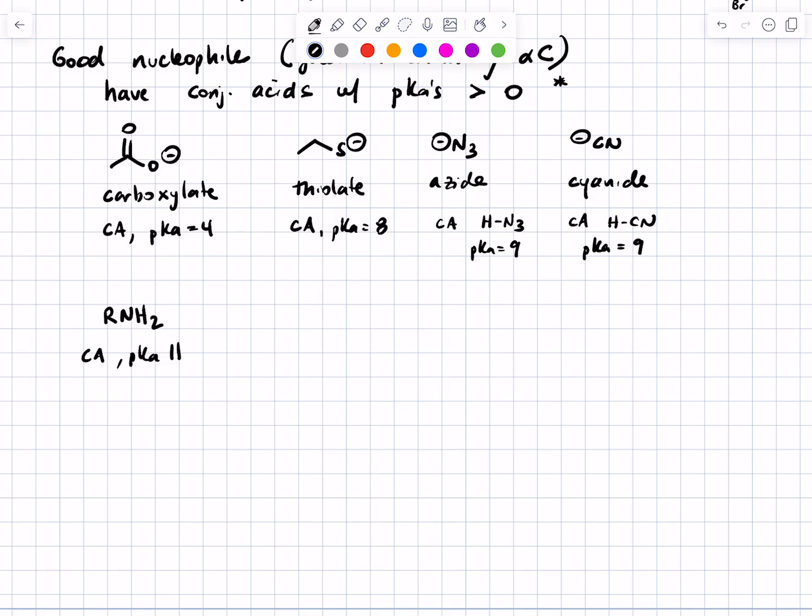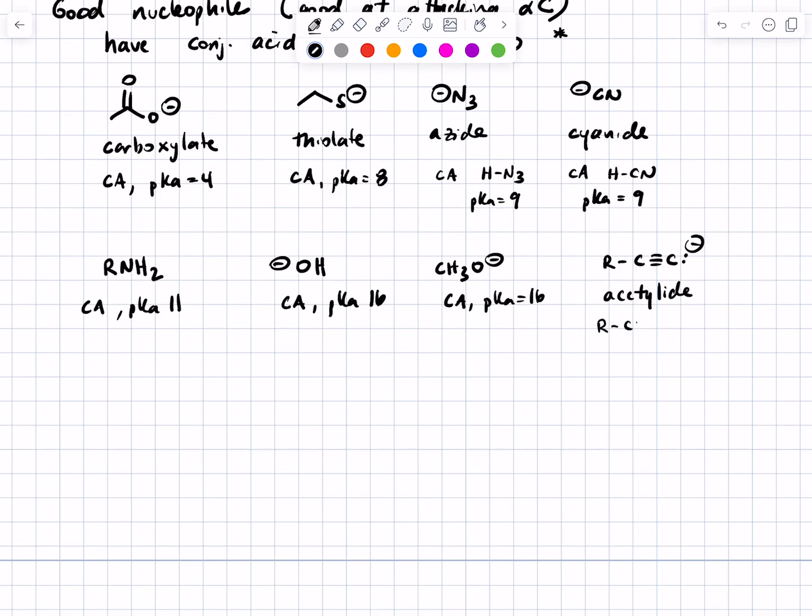And then there are others. For example, OH minus, hydroxide, conjugate acid has a pKa of 16. Some alkoxide, like ethoxide or methoxide, so we'll just put a CH3O minus. Conjugate acid, again, pKa of 16, that's a good nucleophile. Another one that you may not have encountered before is something called acetylide. This is the conjugate base of an alkyne whose pKa equals 25. This is also a good nucleophile.